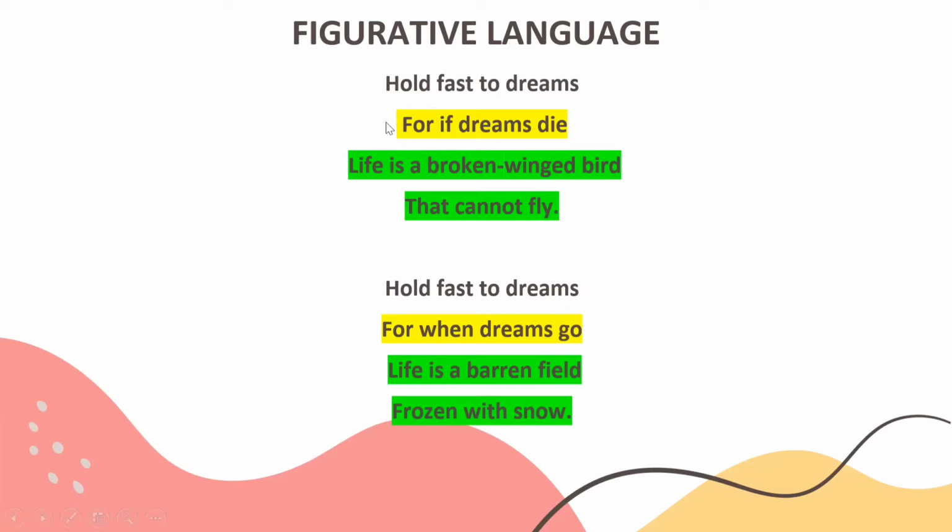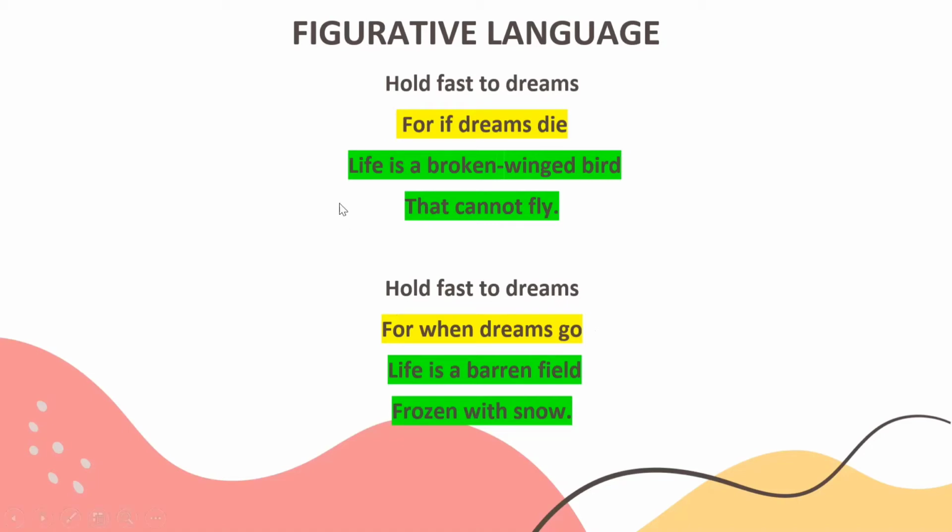Here, for the second sentence in the first stanza, it is called personification because the writer describes an abstract thing, the dream, as having the quality of a human. It says if dreams die. Actually, we know that dreams cannot die because it is not like us, it is not like a human, but here the dreams are described as being able to die, and it is not the literal meaning. So we call it personification, and the same happens for the second sentence in the second stanza.